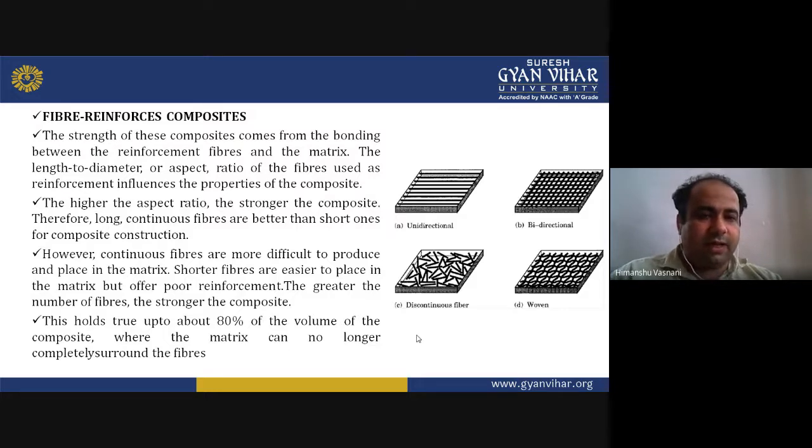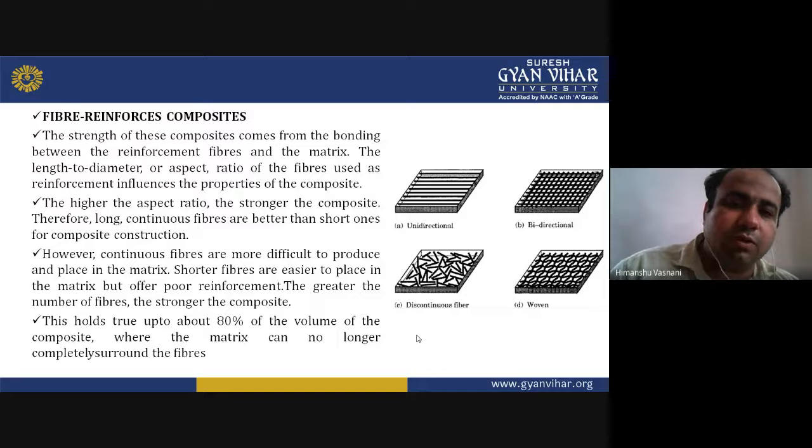Continuous fibers are difficult to produce, but shorter fibers are easier to place in the matrix. The greater the number of fibers, the stronger the composite. This holds true up to about 80% of the volume of the composite, beyond which the matrix can no longer completely surround the fibers. So the important thing is the length to diameter, or aspect ratio, of the fibers used as reinforcement; it influences the properties of the composite. The higher the aspect ratio, the stronger the composite.